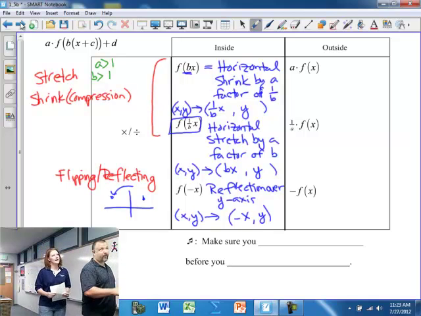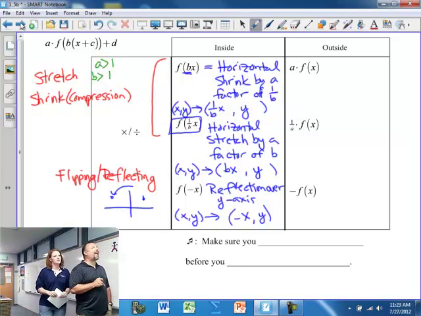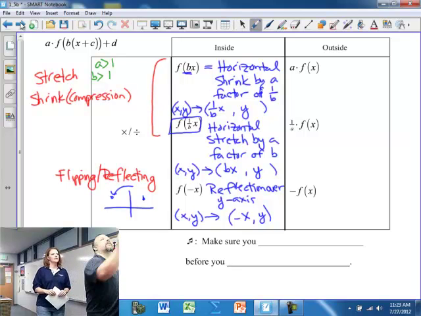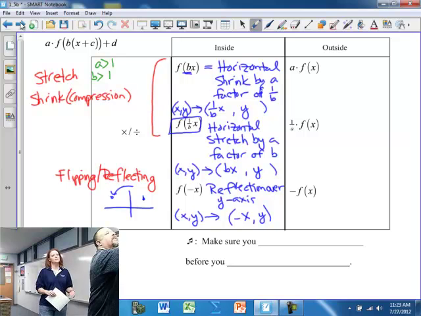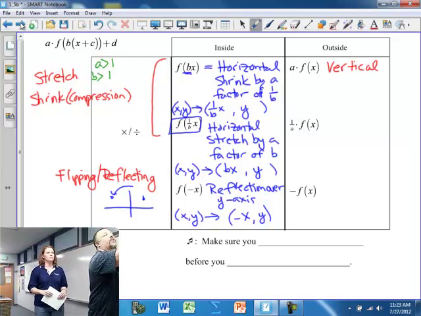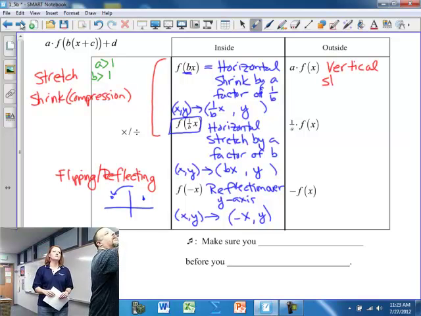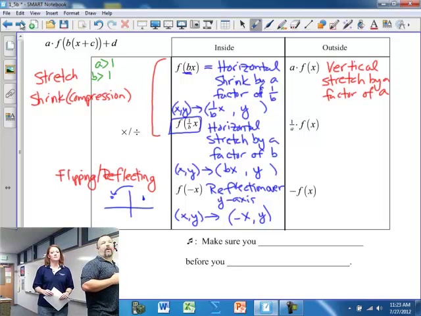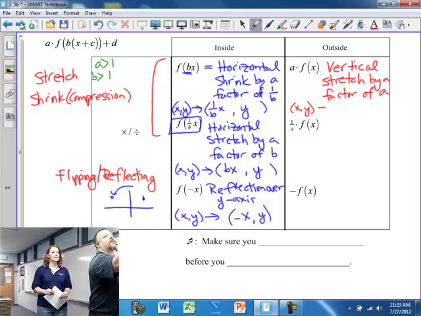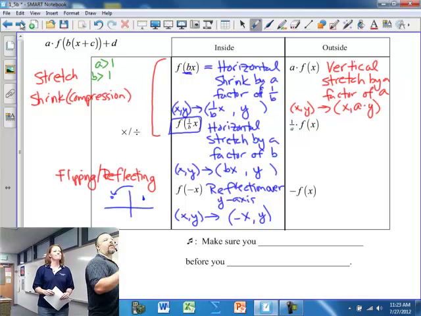All right, let's try the other side, the outside. If we multiply the outside by a, what do we get? We get something that's taller. Because it's going up and down, it's vertical, so it's a vertical stretch. Taller means we're going to stretch it by a factor of a. Notice we are multiplying by a, just like we did in the problem. So x, y should go to x comma a times y, the same x.